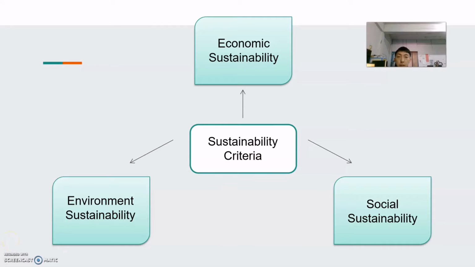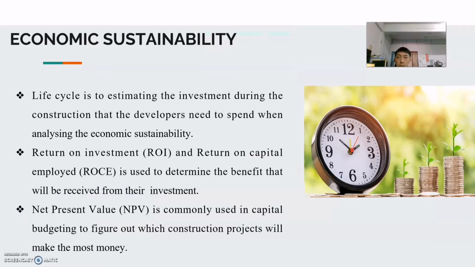Hi, my name is Choi Wang Seng. Now I want to present the three elements included in the sustainability criteria in this project, which are economy, environment, and social sustainability. For the economic sustainability, life cycle costing is used to estimate the investment that the developer needs to spend during the construction. Normally, the investor of the development will use economic metrics like ROI, ROC, or NPV to evaluate their business. Return on investment (ROI) and return on capital employed (ROCE) are used to determine the benefit that will be received from their investment. Net present value (NPV) is commonly used in capital budgeting to figure out which construction project will make the most money.